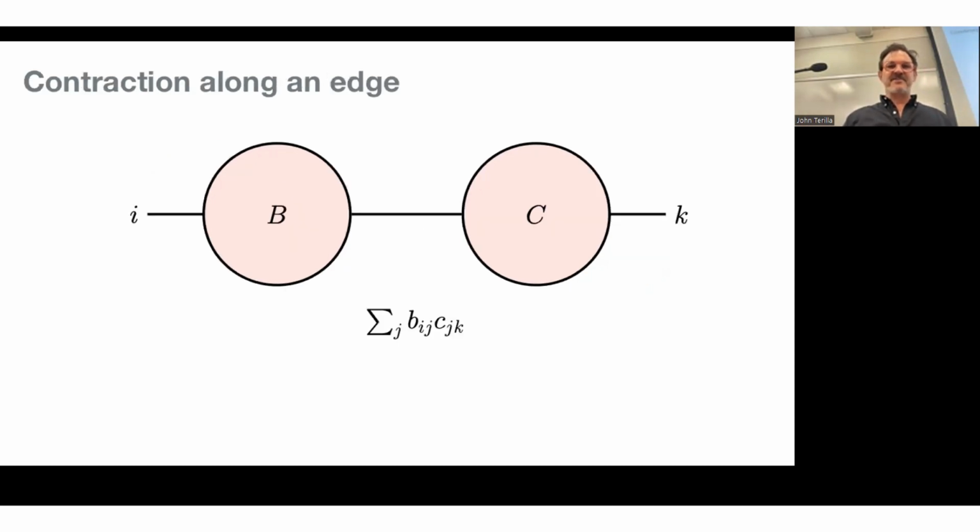And then this notation of contracting along an edge means that for each choice of i and k, this picture represents one number. Which number is it? It's the sum over j. So I've summed over the contracted index the B_ij number and the C_jk number. And so this is just a visual depiction of matrix multiplication.